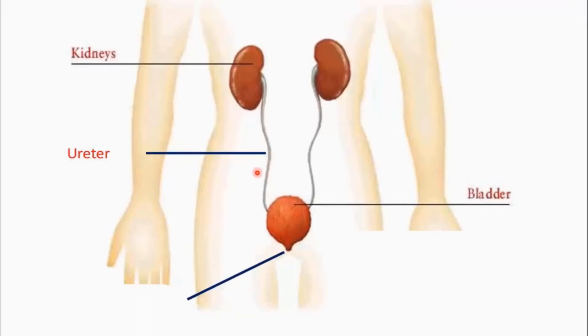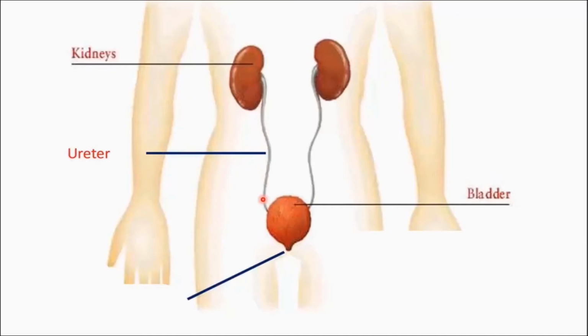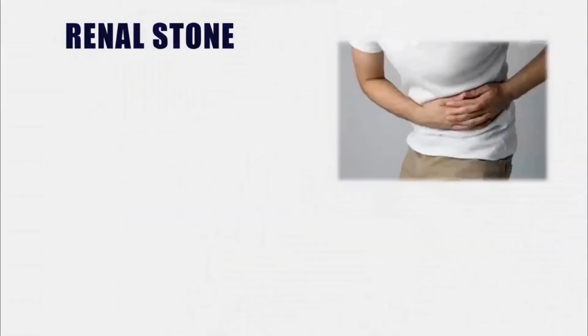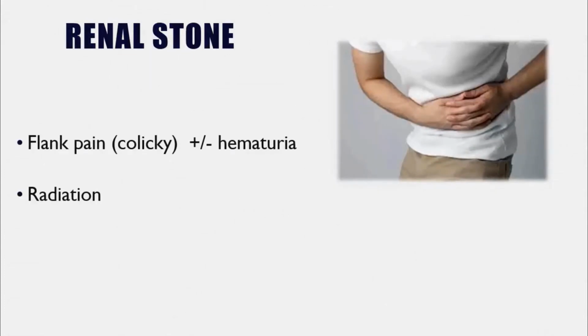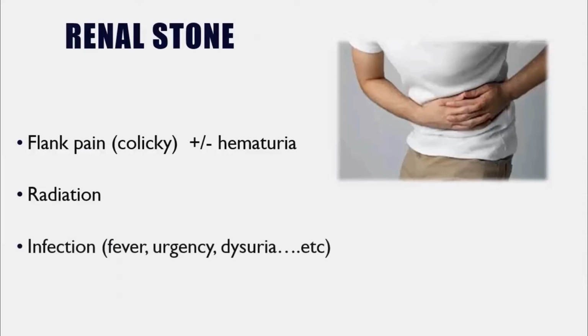acute appendicitis. If secondary infection occurs, which is usually due to obstruction of the urinary tract by the stone and results in retention of the urine, which provides a good environment for overgrowth of bacteria, other symptoms appear like fever, urgency, and dysuria. So the symptoms of a renal stone are flank pain plus or minus hematuria, sometimes with radiation, sometimes associated with infection.